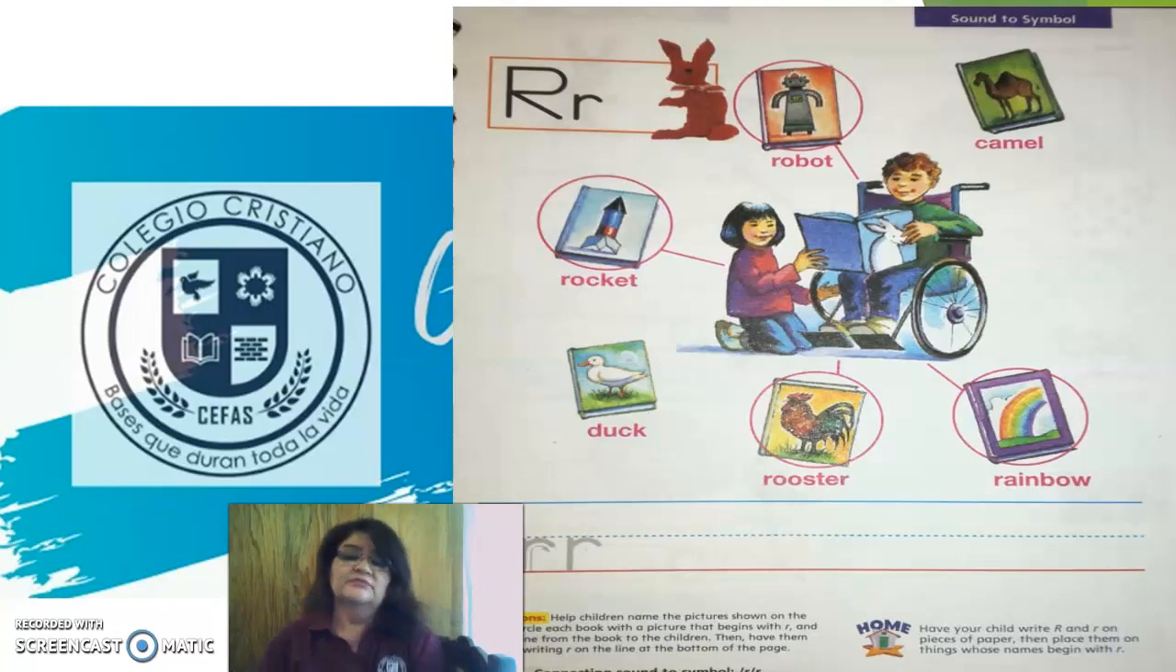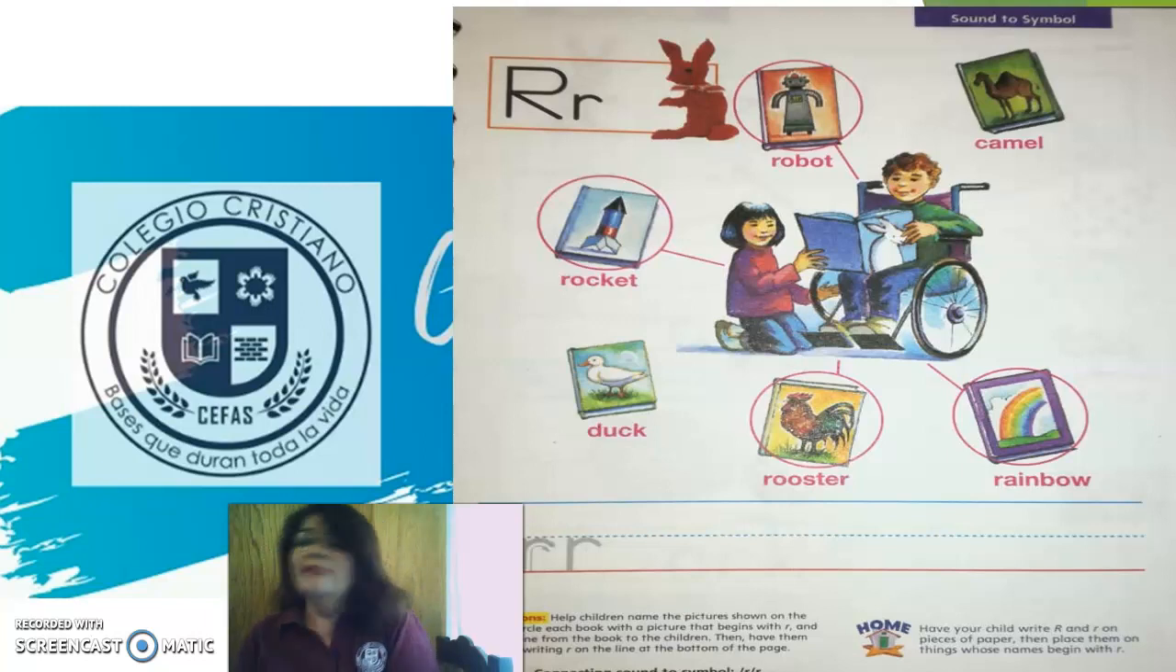Next, circle the picture that beginning with letter R. We have robot, rocket, we have rooster, we have rainbow, robot, rocket, rooster, rainbow.